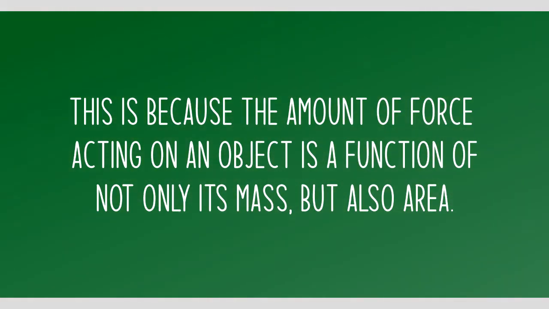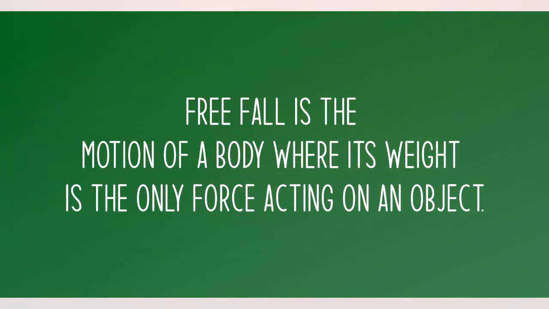If a coin and a piece of paper are simultaneously dropped side by side, the paper takes much longer to hit the ground. However, if you crumple the paper into a compact ball and drop the items again, it will look like the coin and the paper hit the floor simultaneously. This is because the amount of force acting on an object is a function of not only its mass, but also area. Free fall is the motion of a body where its weight is the only force acting on an object.